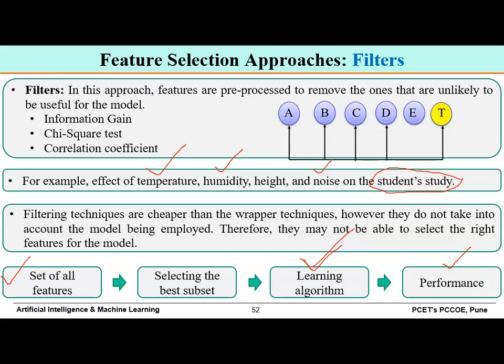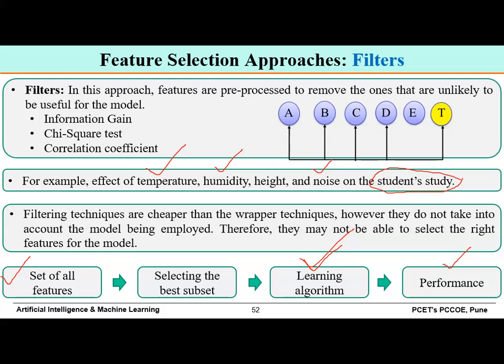If the model says the student can perform very well if temperature is 80 degrees Celsius, will you believe that model? No, right? So that's why the performance also should be checked with some fundamental thought process. So this is how the filtering model works.